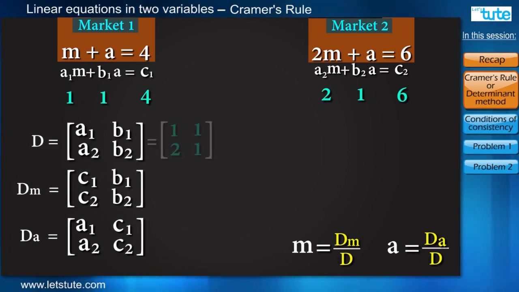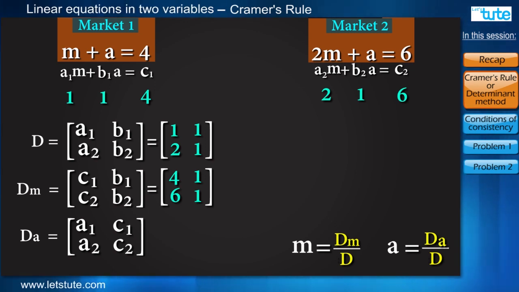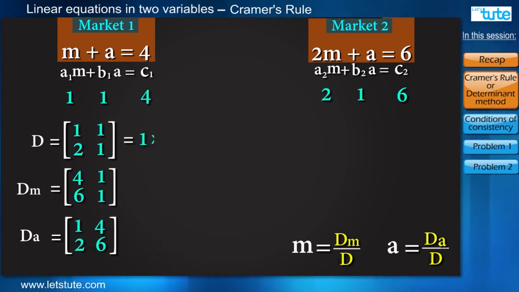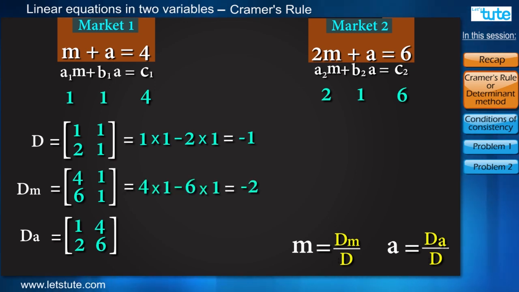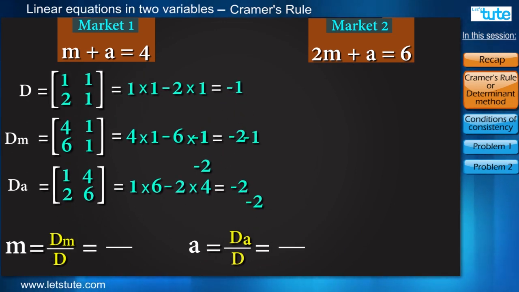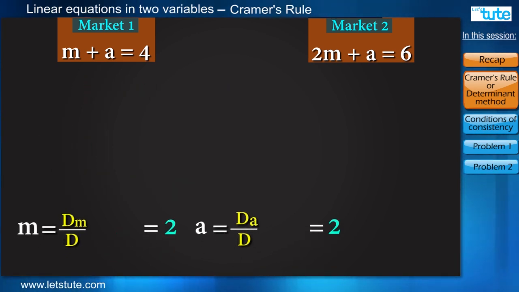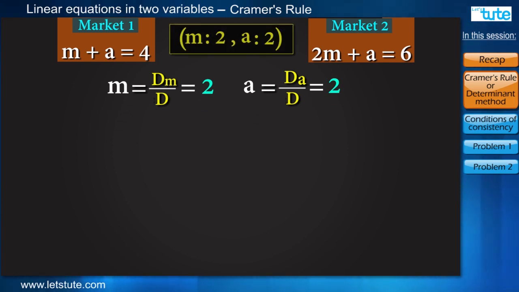So directly take a1, b1 and a2, b2 and write them in the determinant D. For Dm, let's replace the first column of D by the constants, that is 4 and 6, and for Da we will replace the second column by the constants. Now there are three determinants to simplify. On simplifying each of them, we get D equals minus 1, Dm equals minus 2 and Da also equal to minus 2. So we get the values for m and a as 2 and 2. And if you remember, this was the price that the seller fixed for the mangoes and apples.